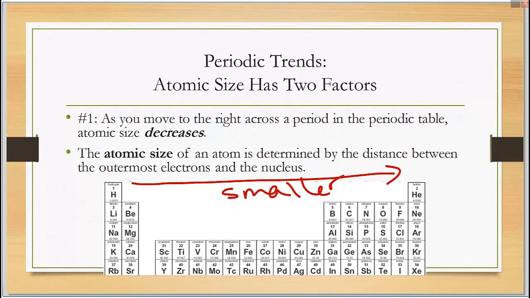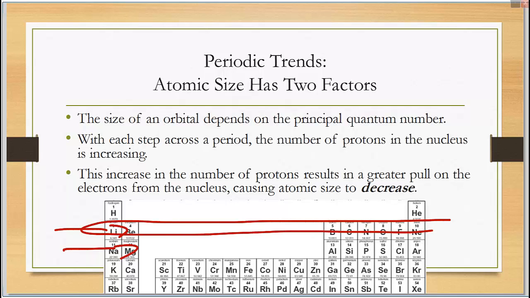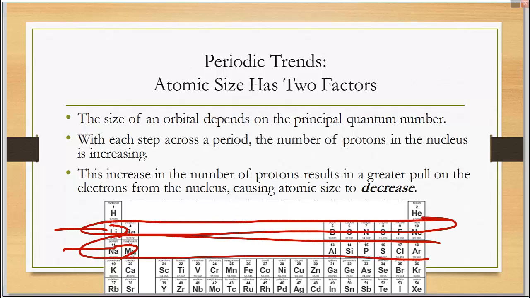The reason why it's getting smaller is that the size of the orbital depends on the principal quantum number. These all have the same principal quantum number. These all end in 2s. These all end in 3s. And so on and so forth.